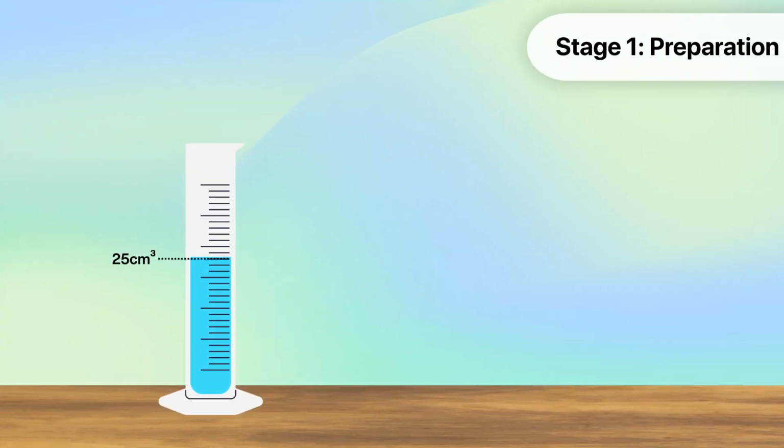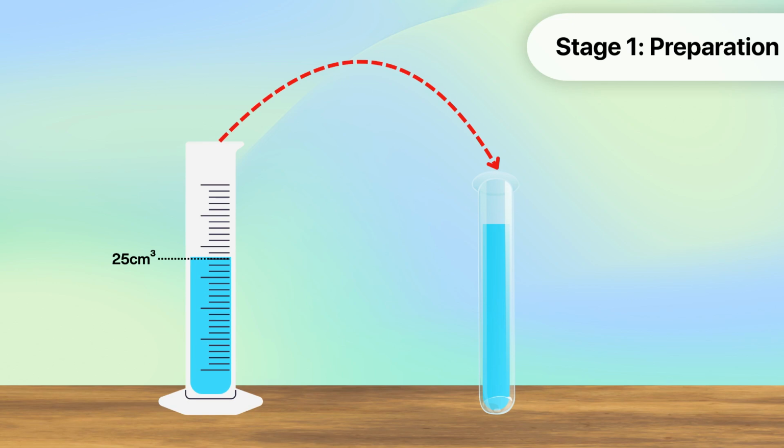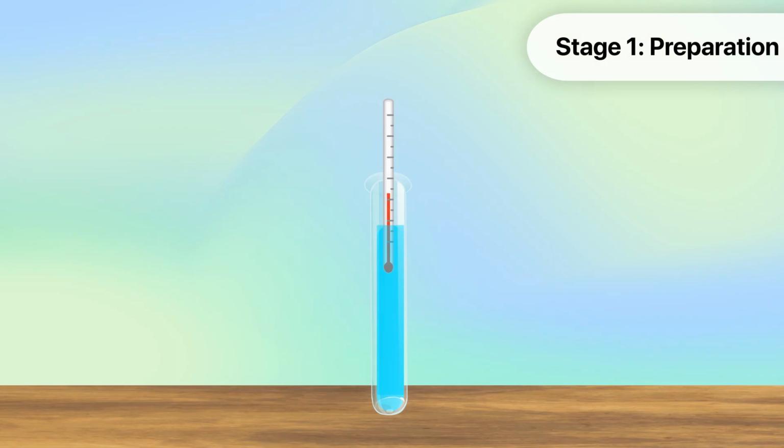Begin by measuring exactly 25 centimeters cubed of water using a measuring cylinder. Next, carefully transfer the water into a boiling tube. This will serve as our medium to detect the energy released by the food sample through the rise in water temperature. Using a thermometer, record the initial temperature of the water in the boiling tube. This baseline temperature is required for calculating the temperature change caused by the burning food sample. Don't forget to make a record of this in our lab books, as this is important for our later calculations.